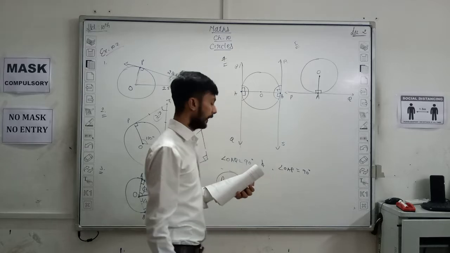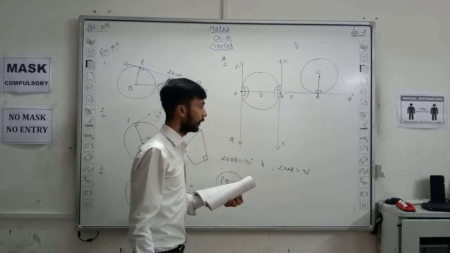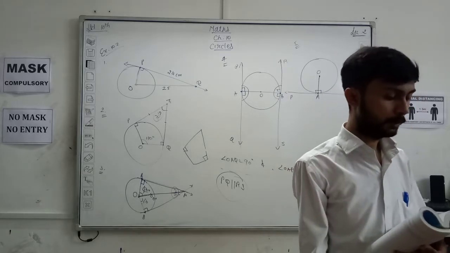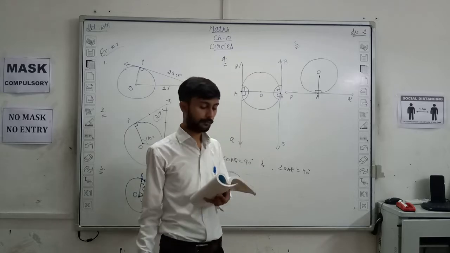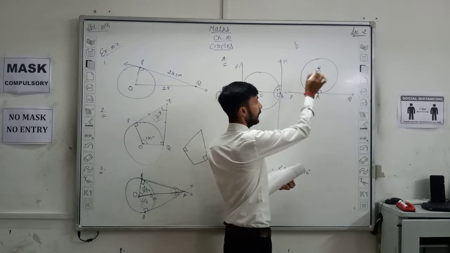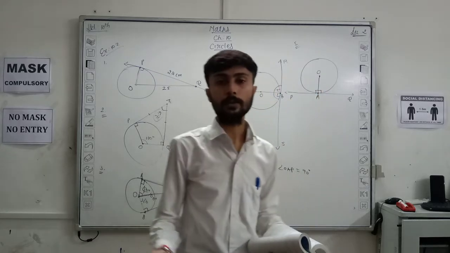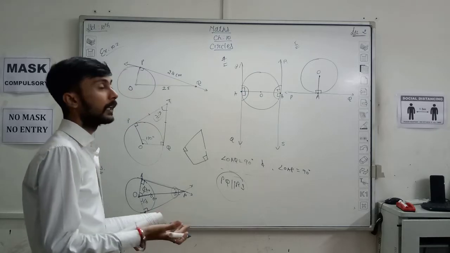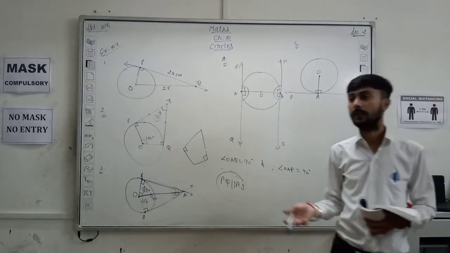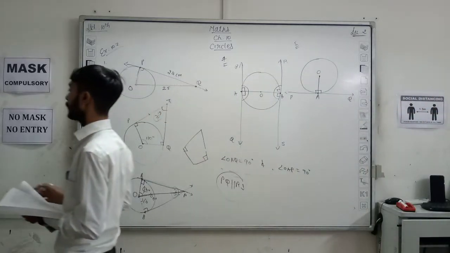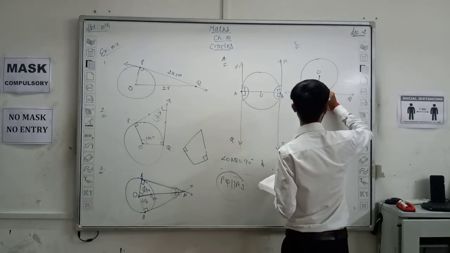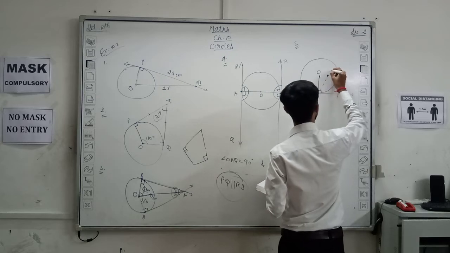Okay, so A is the point of contact and PQ is the tangent of a circle with center O. Now we have to prove that the perpendicular at the point of contact to the tangent passes through the center. We can prove this by contradiction, so for that we need to take another point like O dash.